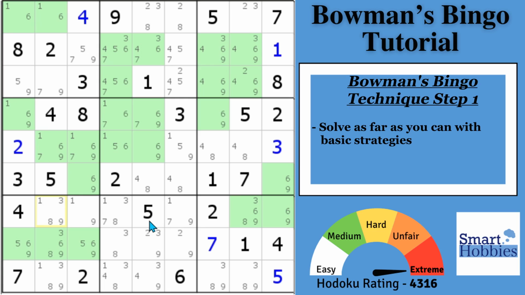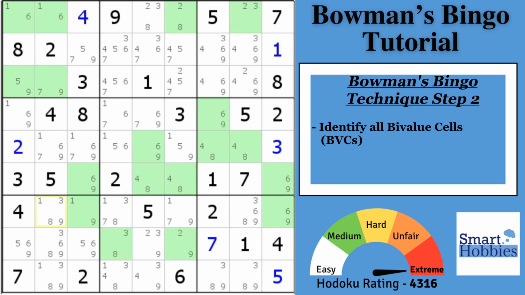We'll get into step 2 of our Bowman's bingo technique. And step 2 is just to identify all the bi-value cells, the BVCs, because I'm going to be honest with you, what you're doing, Bowman's bingo, is about bifurcating. It's about picking one choice, seeing if it solves the puzzle. If it doesn't, you pick the other choice. I mean, that's the basic definition for a Bowman's bingo.